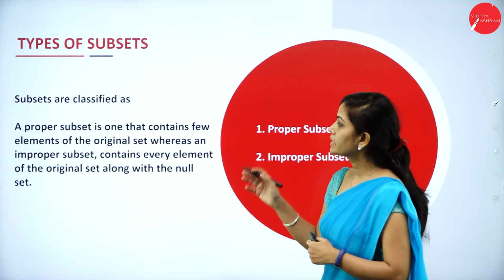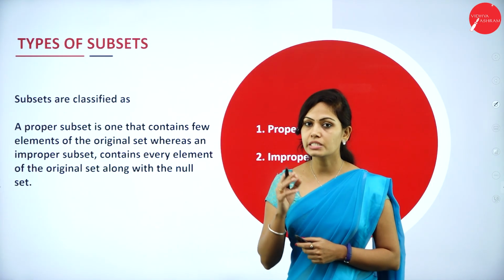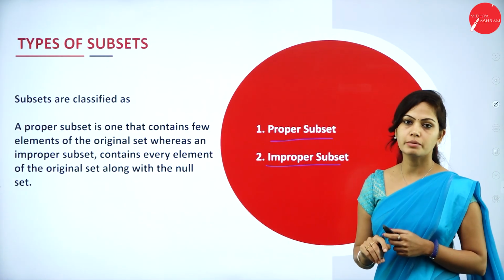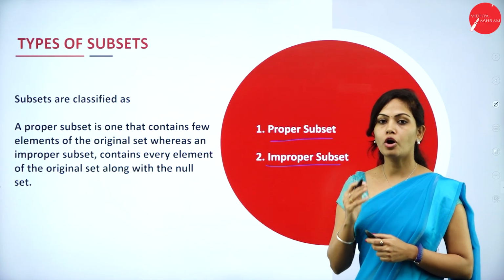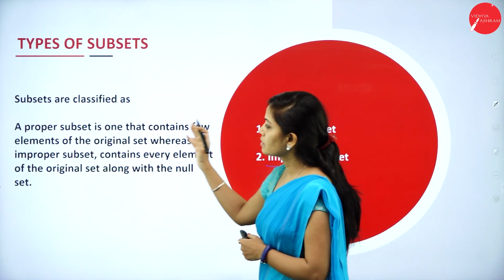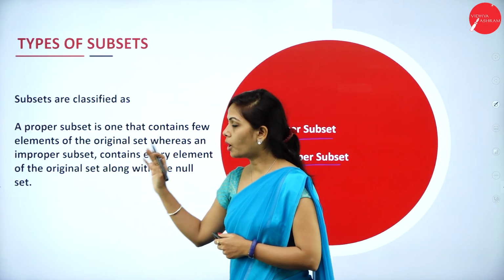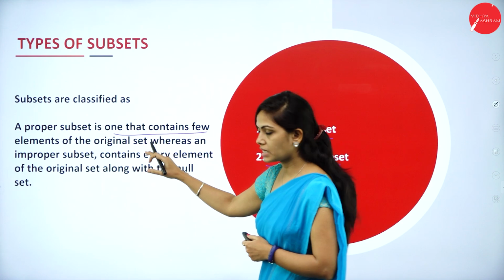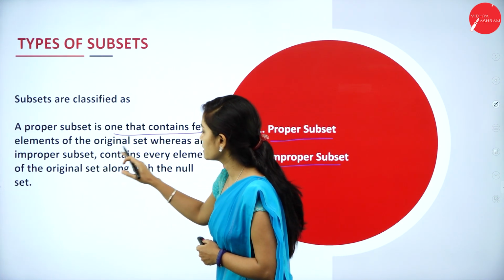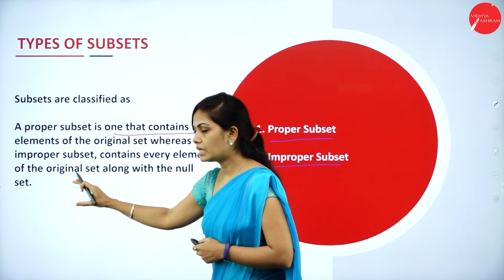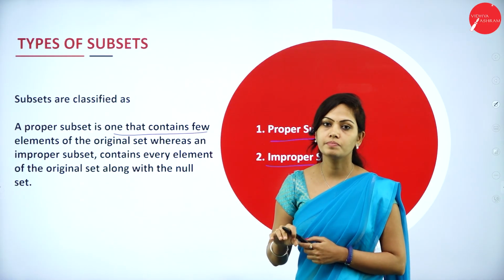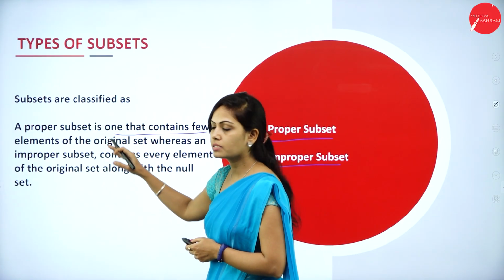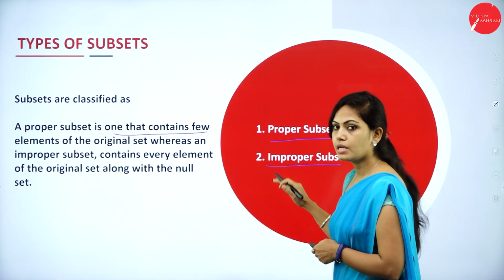So the next topic is types of subsets. In subsets, we have 2 types: proper subset and improper subset. So what is a proper subset? A proper subset is one that contains few elements of the original set, whereas an improper subset contains every element of the original set along with the null set. Already I have discussed the subset. So in subsets we have 2 categories, proper and improper.